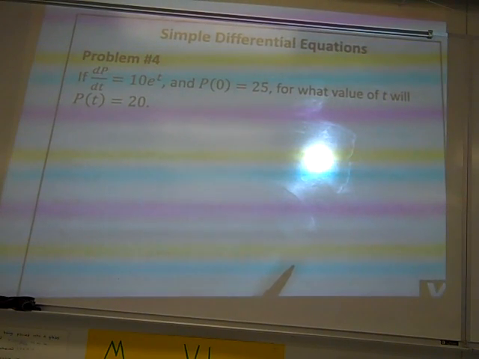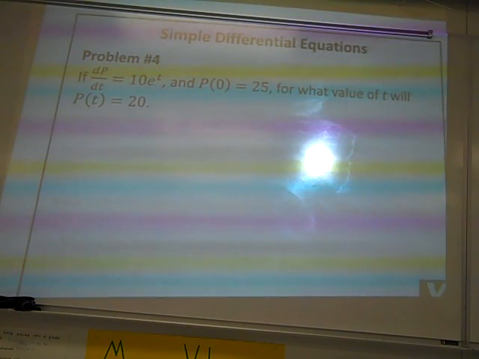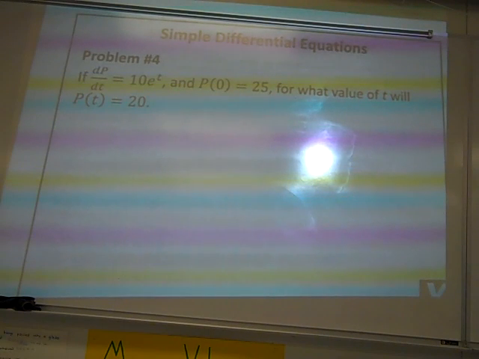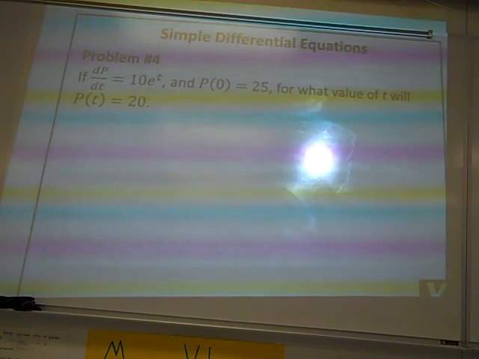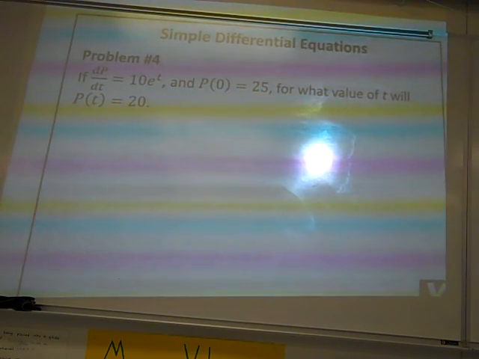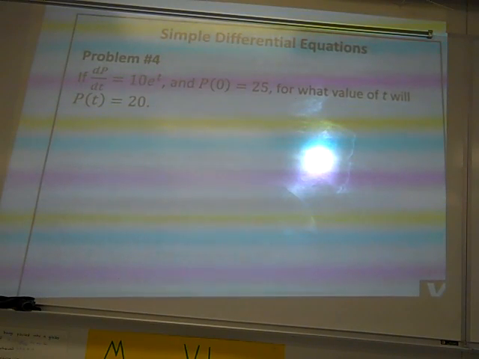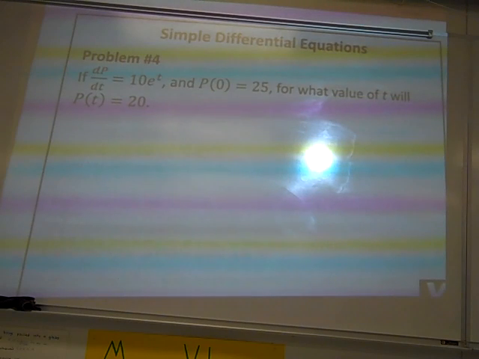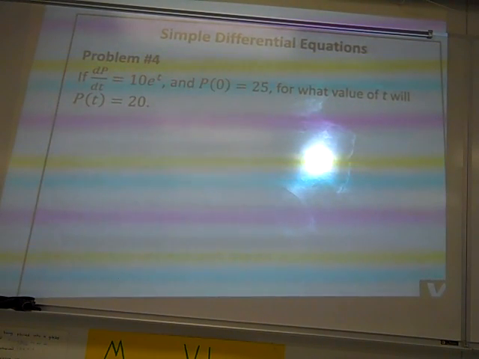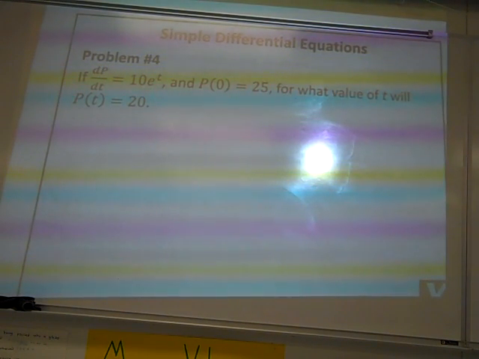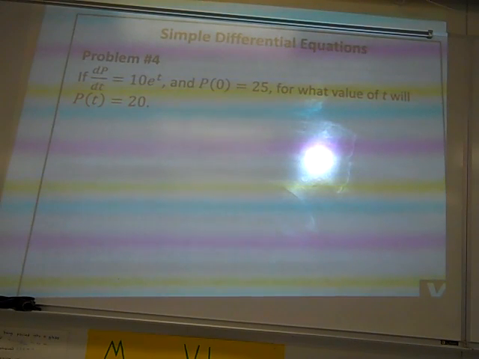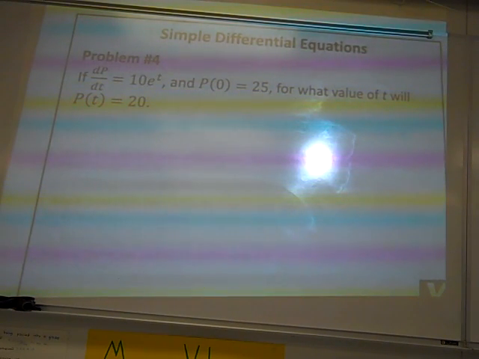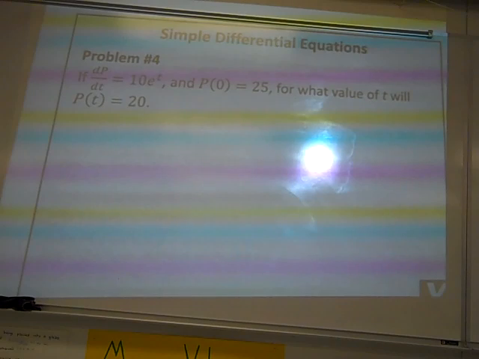All right, so now let's look at this one. If dp dt equals 10 e to the t and p of 0 equals 25, for what value of t will p of t equal 20? Now, I think really this would have been better expressed in a word problem. Maybe p stands for population. Yeah, I kind of like that.